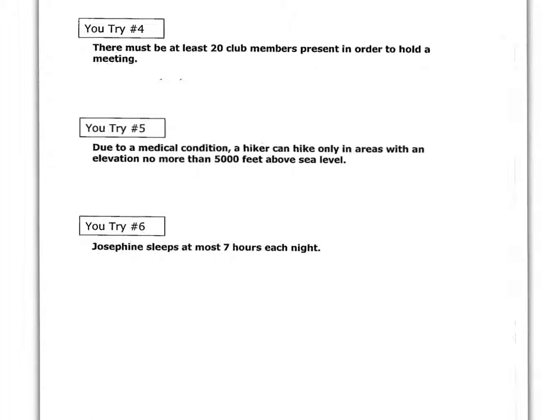All right, let's try a couple of these word problems here and write an inequality to represent each. The first one says there must be at least 20 club members present in order to hold a meeting. Let's write an inequality. We want M to represent club members, and we have 20 in there. But it says we must have at least, so that means greater than or equal to. So let's put greater than or equal to.